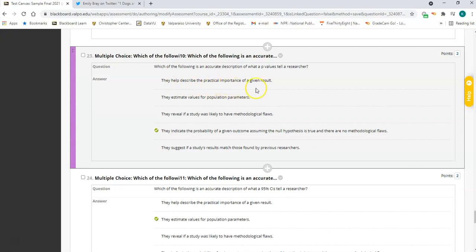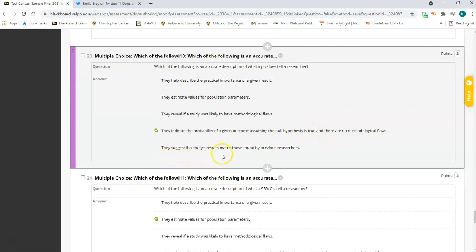They describe the practical importance. No, that's what an effect size does. They estimate the values of the population. No, that's what a confidence interval does. They reveal if a study is likely to have methodological flaws. No statistic does that. They indicate the probability of a given outcome, assuming the null hypothesis is true and there are no methodological flaws. That's true. That's basically the definition of a p-value.